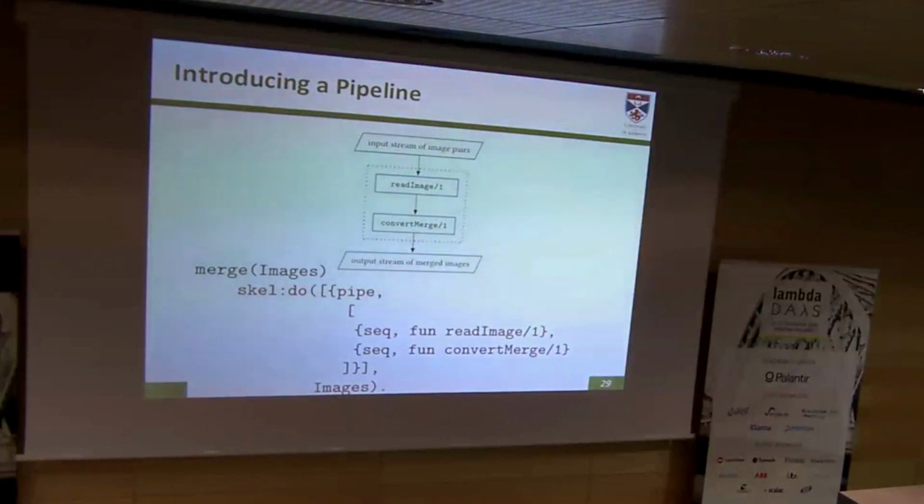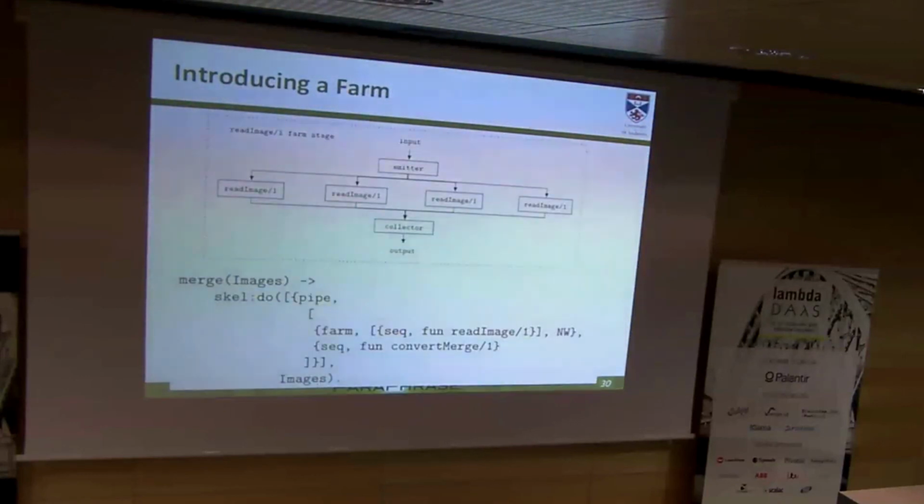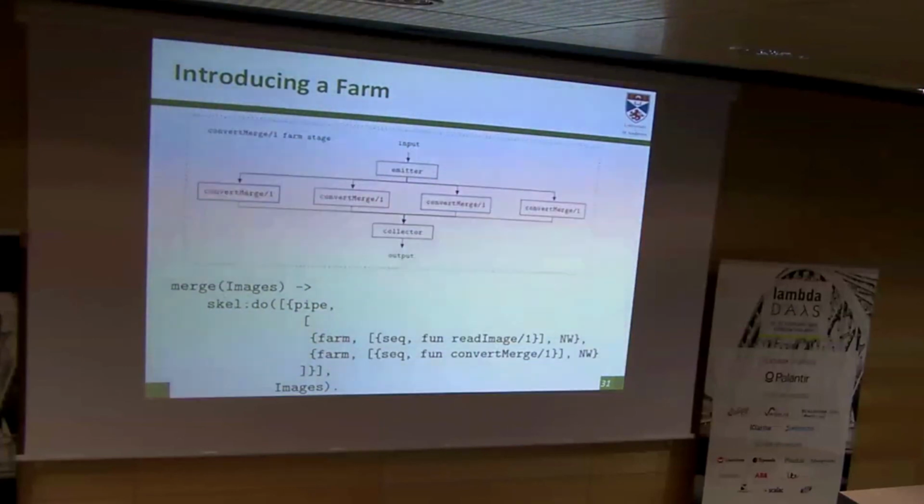So what we do first is we go through the refactoring steps that we did in the first part of the talk. I first introduce a pipeline here. I make each thing a parallel stage, so read and convert, merge, are parallel. Then I do some refinement and introduce a farm. I take the second part, the reading parts, and introduce a farm. Then I do the same for the second stage. So the result is a pipeline where each stage is a farm. So this should give me good speedups, right?